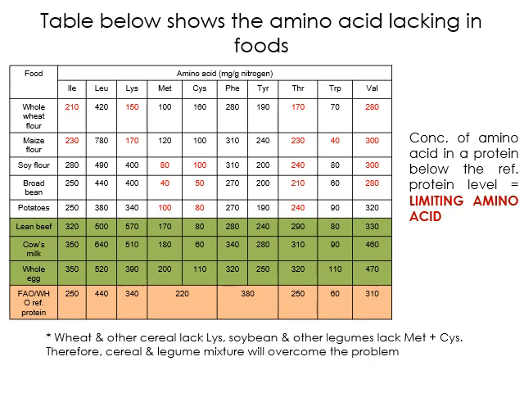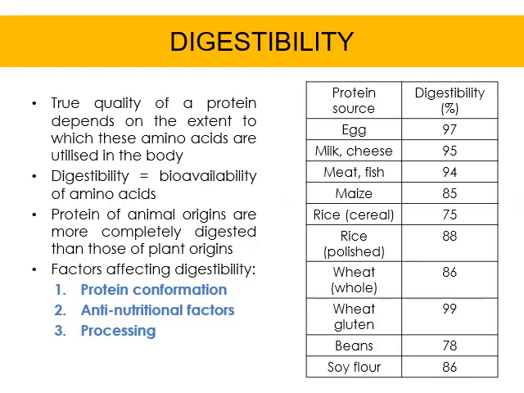Okay, so if you are vegetarian, you have to make sure that you diversify your diet. Okay, you have to eat legumes and grain and cereal together so that you can get a sufficient amount of essential amino acids. Composition of essential amino acids alone is not enough. Another factor that determines the protein quality is its digestibility. So the true quality of a protein depends on the extent to which these amino acids are utilized in the body. So the more protein is able to be digested, the more these amino acids will be available for absorption. So proteins of animal origin tend to be more completely digested compared to plant.